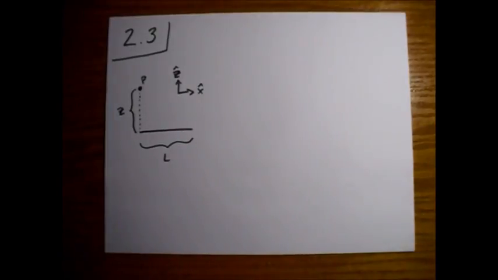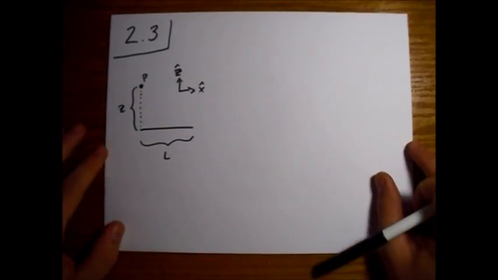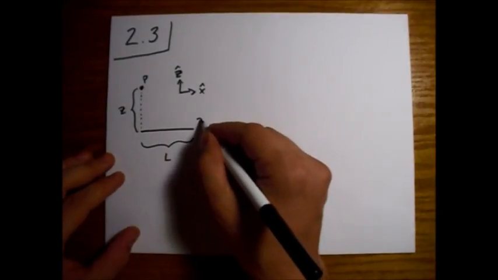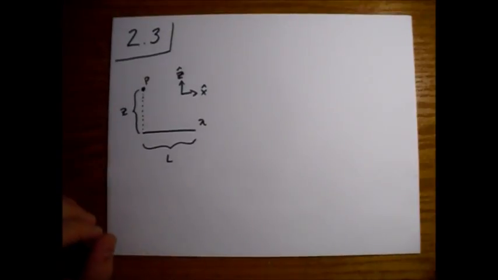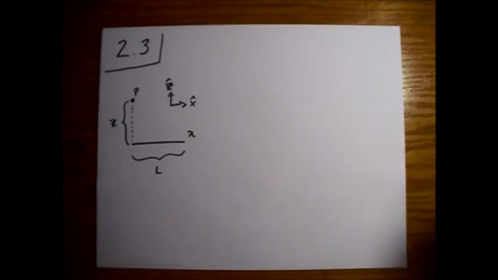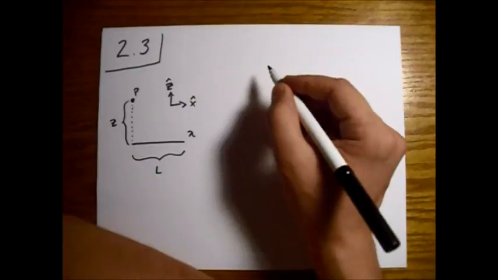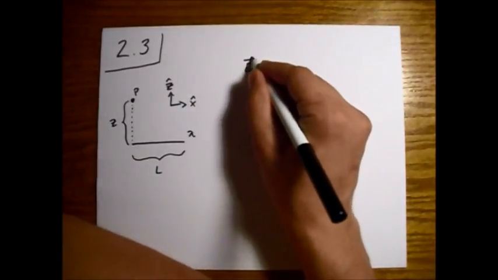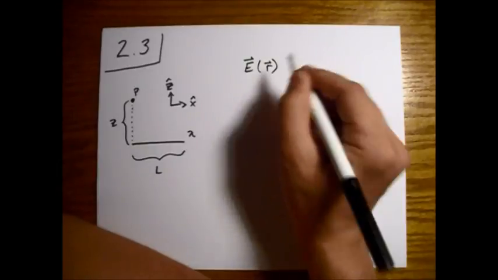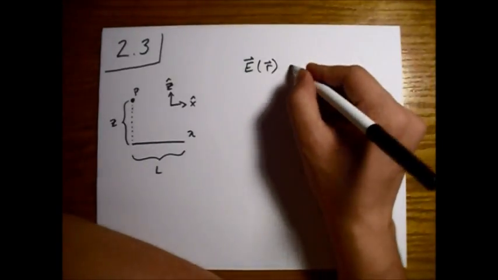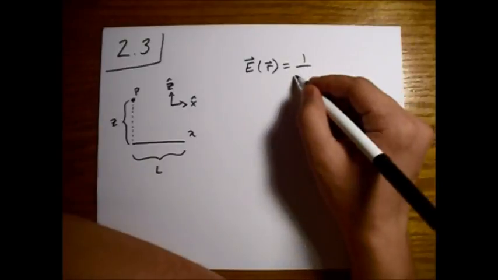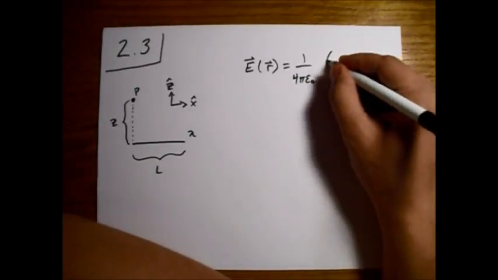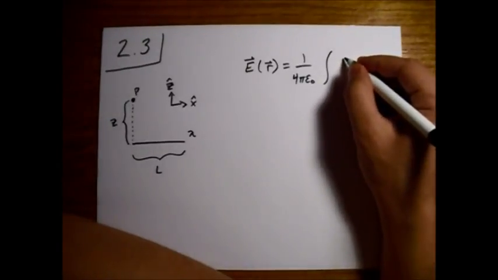Okay, so we're going to find the electric field up at this point P as a result of this line charge, which, by the way, has a linear charge density of lambda. So we're just going to use the formula for the electric field, right? And use the line charge version of it. Okay, so we're integrating lambda.